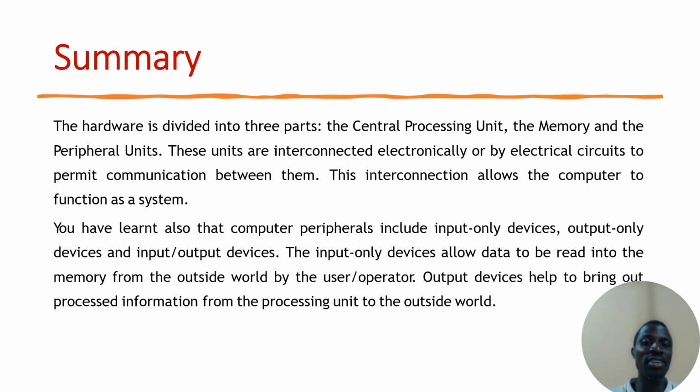So in summary, today you have learned that the hardware is divided into 3 major parts, which are the functional unit, the central processing unit, the memory, and the peripheral unit. They are interconnected electronically by electrical circuits to permit communication between them, and the interconnection allows the computer to function as a system. You also learned that the peripheral unit includes input only, output only, and input and output devices, like a touch screen or monitor of your computer. And you have input only devices, output only devices. Then we have other ones like the storage and the network devices.